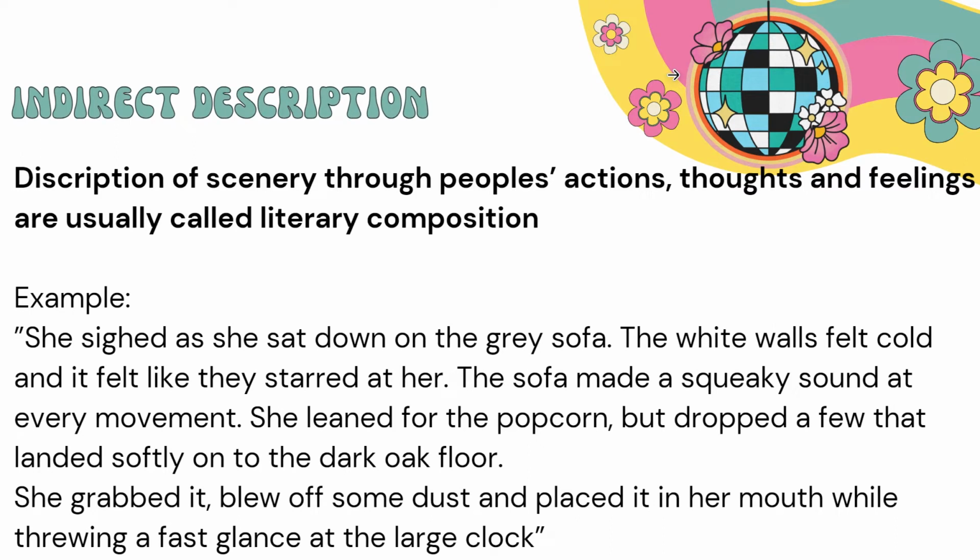Now go on to the indirect description. With indirect description, it means that you are going to describe the scenery through people's actions, thoughts, and feelings. An example about indirect description might be like: she sighed as she sat down on the gray sofa. The white walls felt cold and it felt like they stared at her. The sofa made a squeaky sound at every movement.